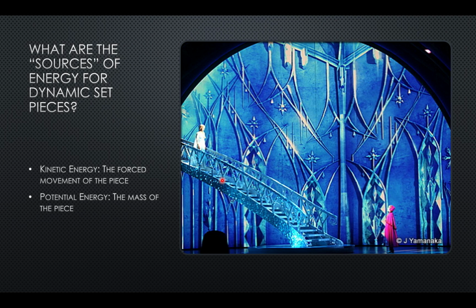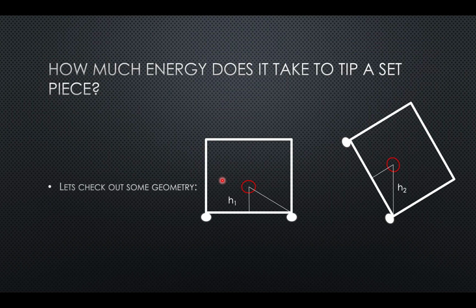Now let's take a look at what we're going to do with those parameters to get our results. So how much energy does it take to tip a set piece is what we're going to start with. We're going to see how much it's going to take, then we're going to take a look at how much we have. So let's look at some geometry of the system.